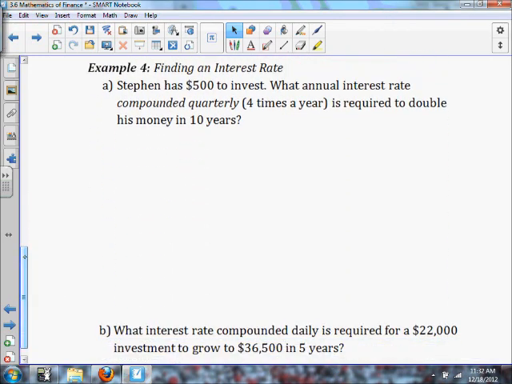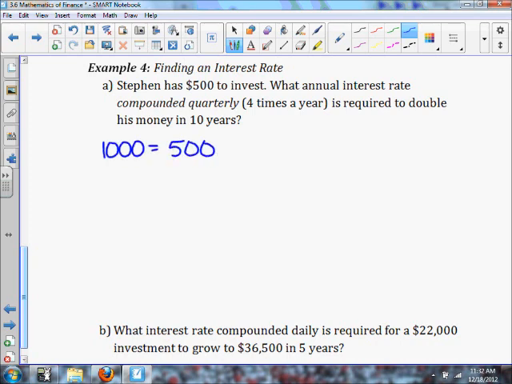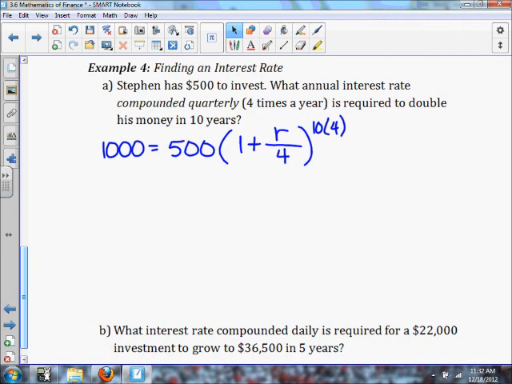Now, finding interest rates. Stephen has $500 to invest. What annual interest rate compounded quarterly, so 4 times a year, is required to double his money in 10 years? Well, how much is double 500? 1,000. Okay, so instead of having something for t, we put a value in for t, and we are looking for r. 1,000 is double 500.